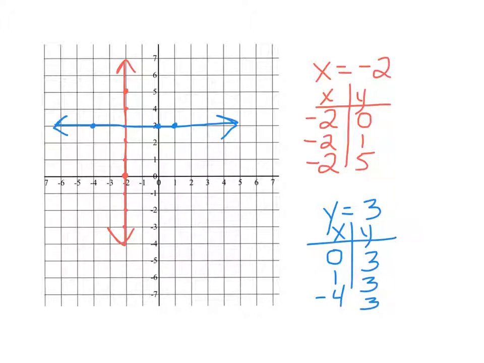It's a horizontal line. So you are going to see some problems in this particular section where you just have x equals or y equals. Just remember, if it's a y equals, you are going to end up having a horizontal line. If it's an x equals, you are going to end up having a vertical line.